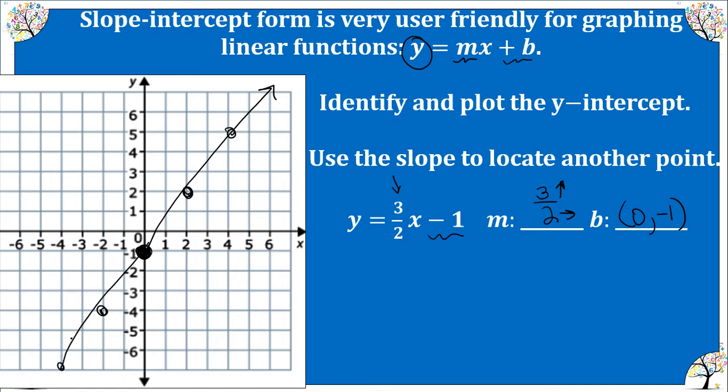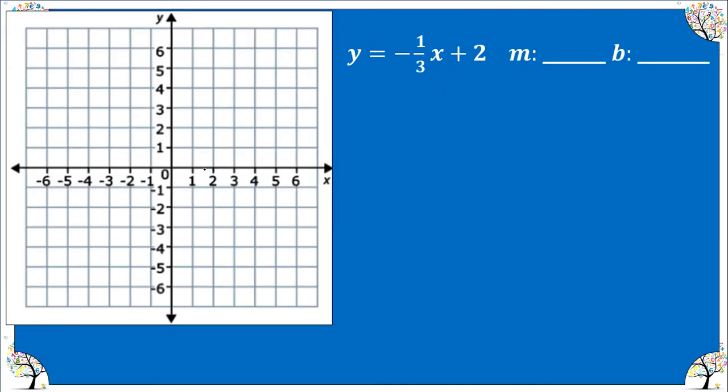And so this is our line, and we will put arrows on the ends because this line is going forever to the right and up, and it's going forever down and left. So this is the equation y = 3/2x - 1. That is what that equation looks like when we graph it. Okay, let's take a look at a second example.